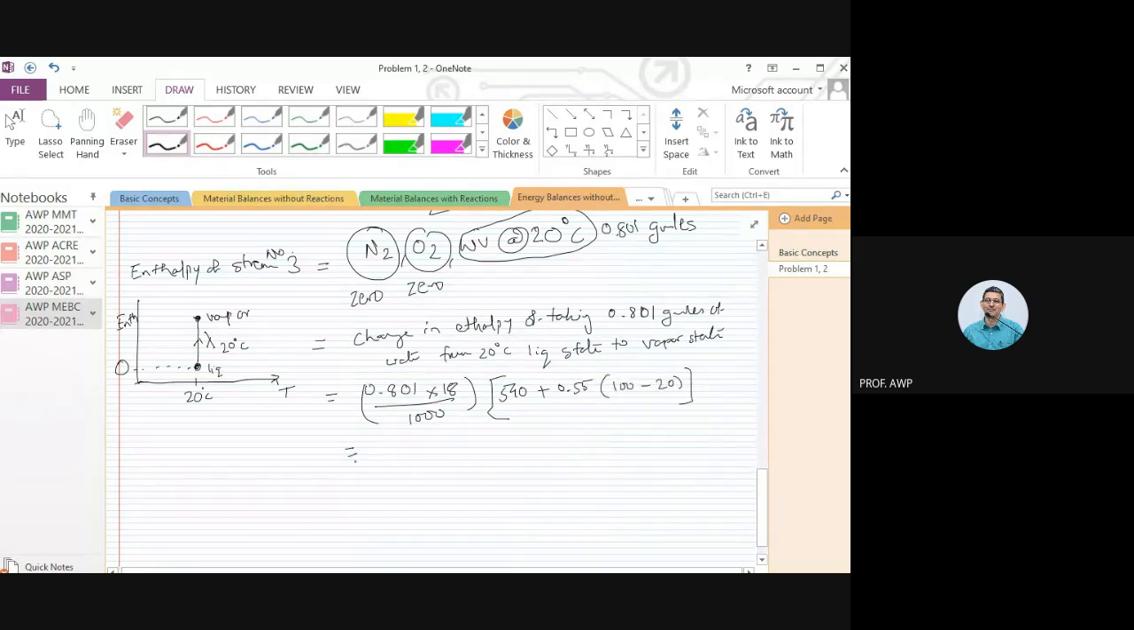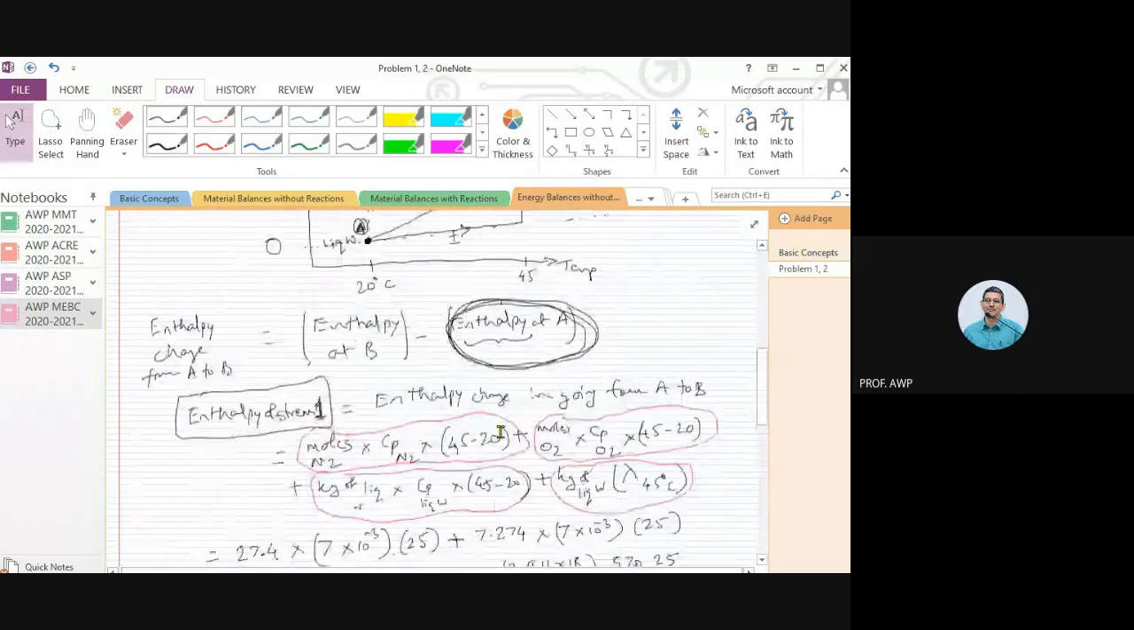Somebody calculate this number. Arya, can you calculate? 8.42. Yeah, 540. Let me just calculate. Yes, sir. Just 8.42. 8.42 kilocalories. So now let's go back to our energy balance.